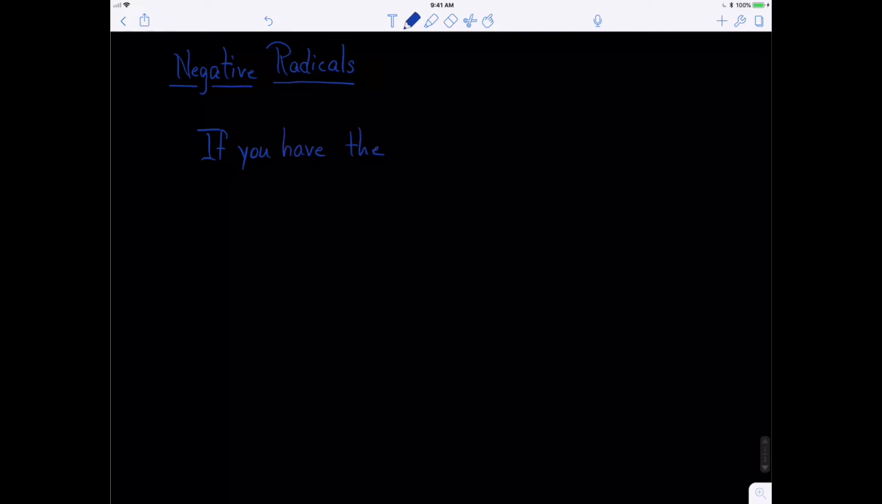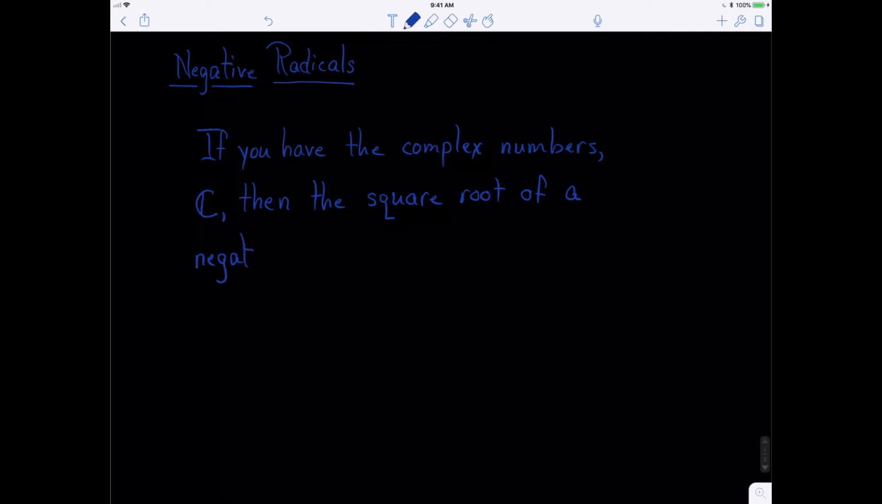if you have the complex numbers, and they're actually denoted with this fancy C. So if you have the complex numbers, then let's write it this way, then the square root of a negative exists.